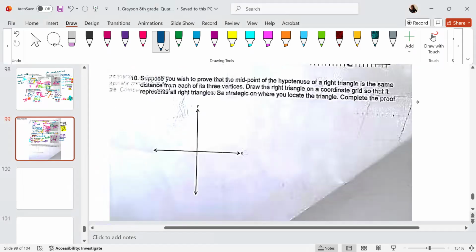Okay, read number 10. Suppose you would prove that the midpoint of the hypotenuse of a right triangle is the same distance from each of its vertices. Draw the right triangle on a coordinate grid so that it represents all the right triangles. Be strategic on where you locate the triangle. Complete the proof. The midpoint of the hypotenuse of a right triangle is the same distance from each of the 3 vertices, right?